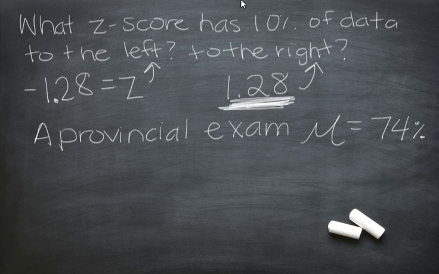10% of data to the left would mean that you've hit the lower 10%. 10% of the data to the right means that's the edge of the top 10%. So the Z-score we need is 1.28, and we know that the average or the mean mark is 74. So we need to pull together what we used last time into a formula and then solve.